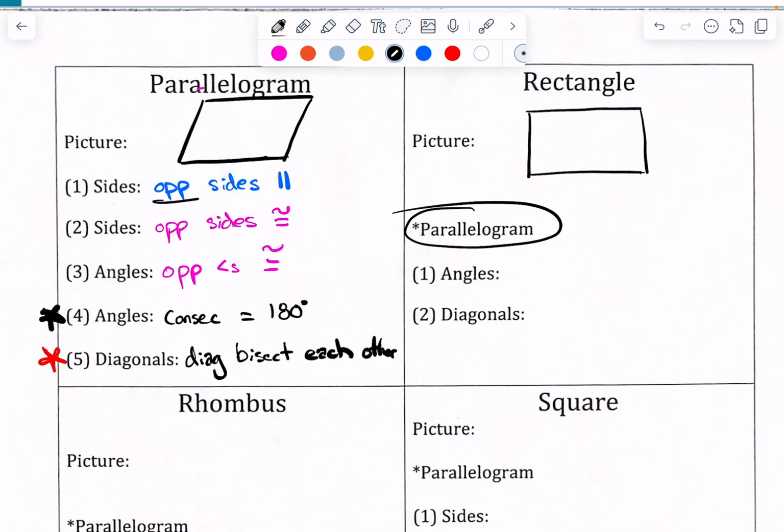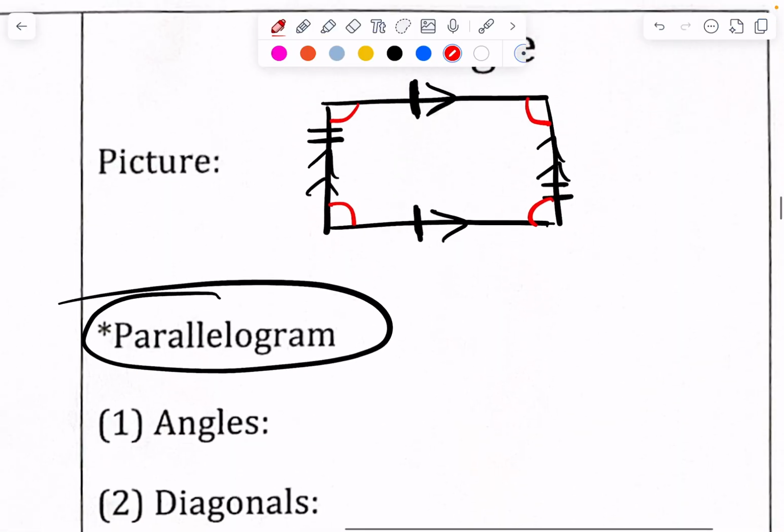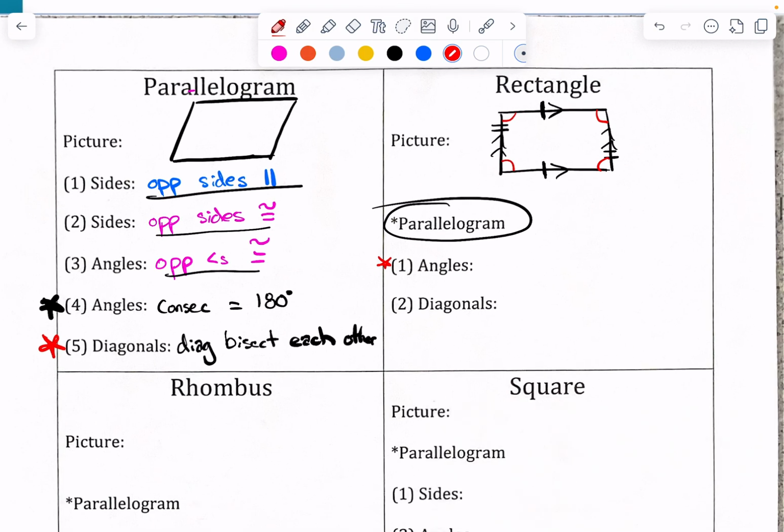For a rectangle, we know that the opposite sides are parallel. This guy's parallel to that one. This guy's parallel to that one. We know that the opposite sides are congruent. So this is the same length as that, and this guy's the same length as that guy. Then we know that the opposite angles are congruent. So this angle is the same measure as that one, and this angle is the same measure as that one. We're going to talk more about the angles here in just a second, and add another little note over here about angles, but there is that.